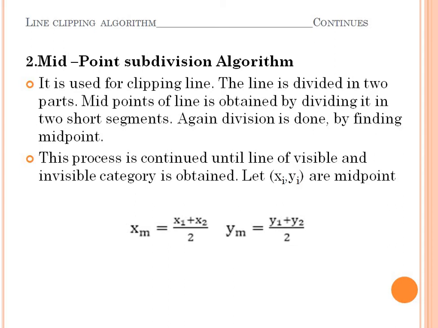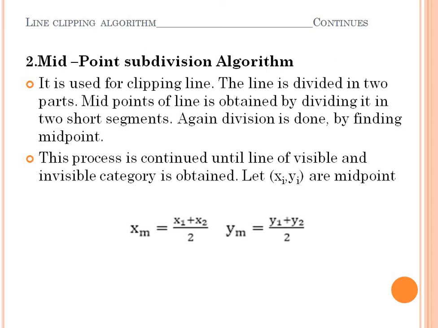It is used for clipping the line. The line is divided into two parts. The midpoint of the line is obtained by dividing it into two short segments. Again, division is done by finding the midpoint. So the midpoint subdivision algorithm is a line clipping algorithm, and in this topic we discuss the difference between Cohen-Sutherland and the midpoint algorithm, how the clipping process works, the visibility test, and the algorithm itself.